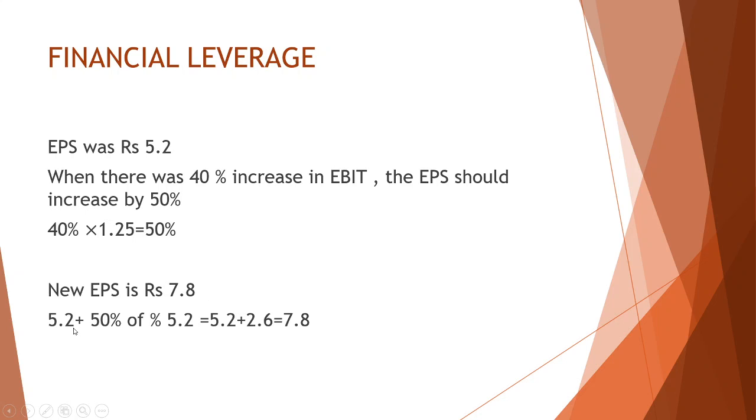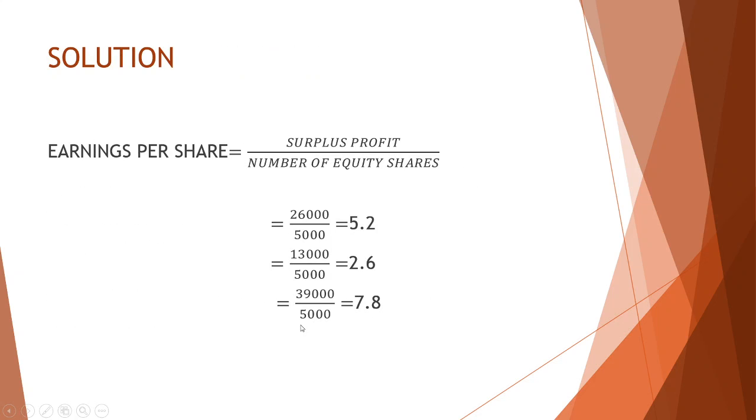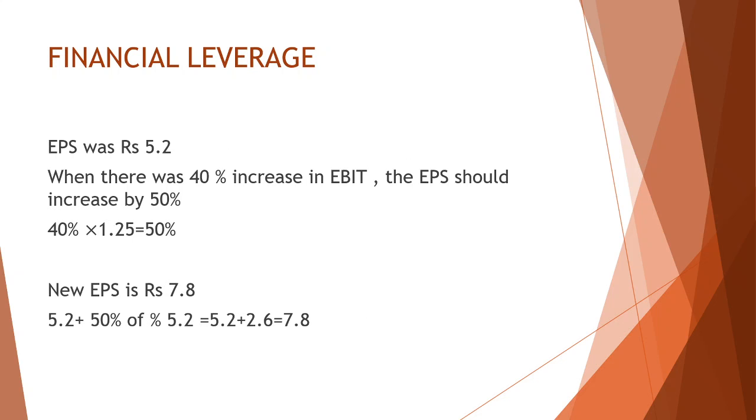So we'll see whether it is true. 5.2 plus 50% of 5.2, that is the increase. 5.2 rupees plus 2.6, which is equal to 7.8. So the new EPS is 7.8, isn't it? You can just look back. So the new EPS is 7.8, which is a 50% increase on the previous one.